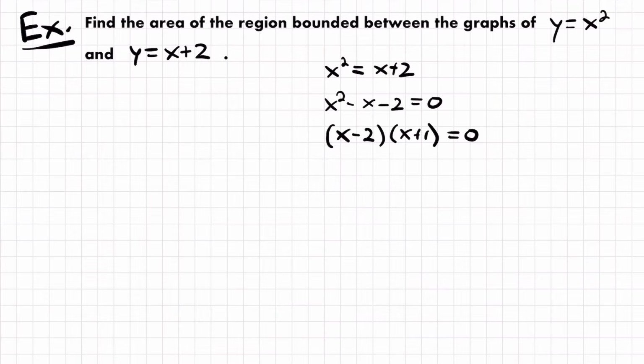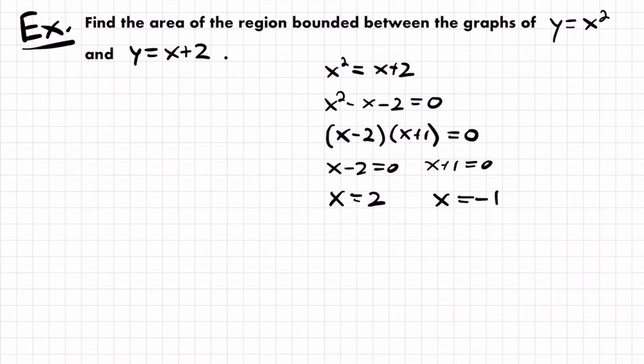All right, so now we can set each of these factors equal to 0 and solve for x. So we'll have x minus 2 is equal to 0, and x plus 1 is equal to 0. And that will give us that x is equal to positive 2, and x is equal to negative 1. And so these two values of x are where these two functions intersect. These are going to be our bounds of integration, where our region that we want to calculate the area of lies between.